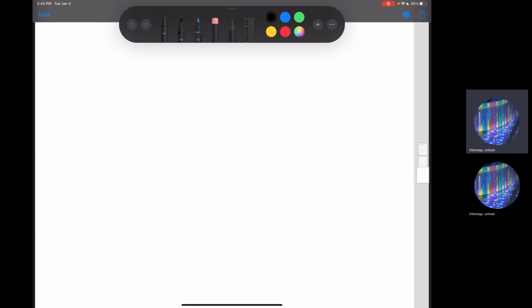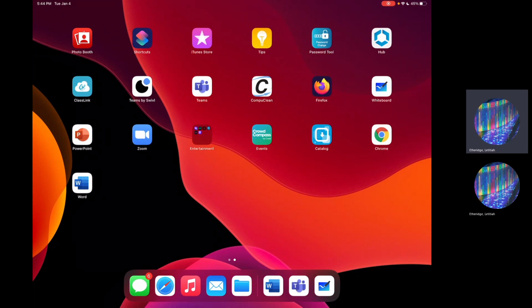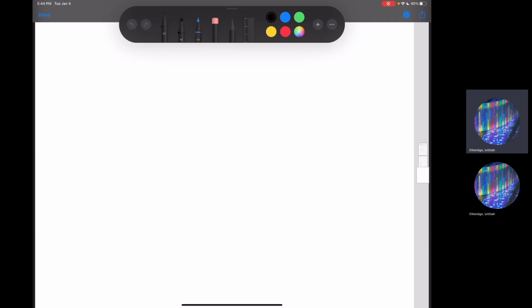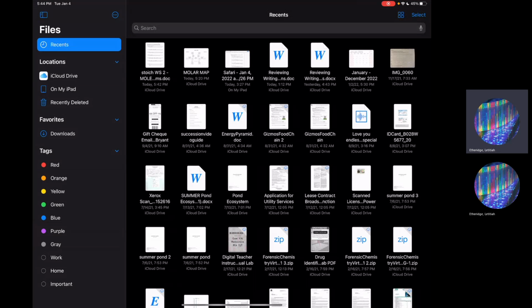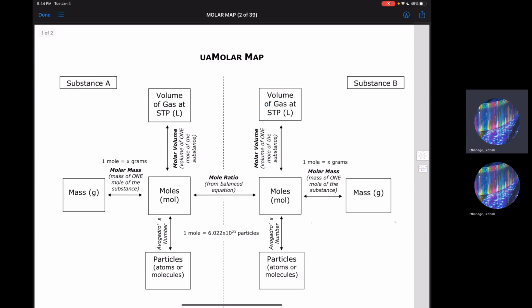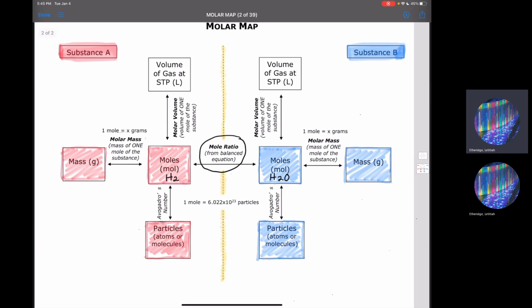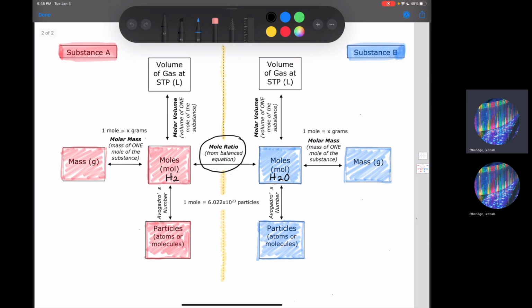Let me see if I can pull up the molar map on my computer, and then I can just show you on there. So give me a second. Okay, here is your molar map. If you watched my video on how to use your molar map, this is the video that I recorded for you, and I left some of the color-coded items there.